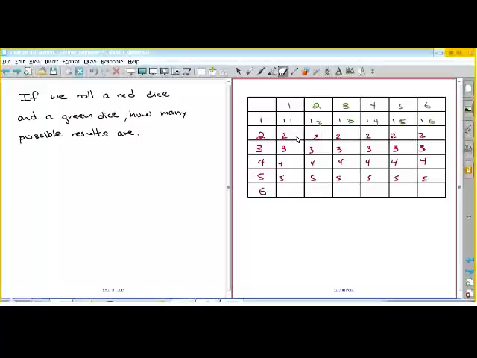Once you get started, you forget what you're doing and you start writing stupid stuff. And I forgot one. Forgot a row.